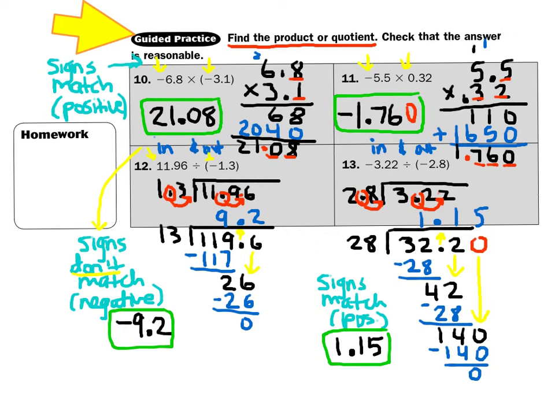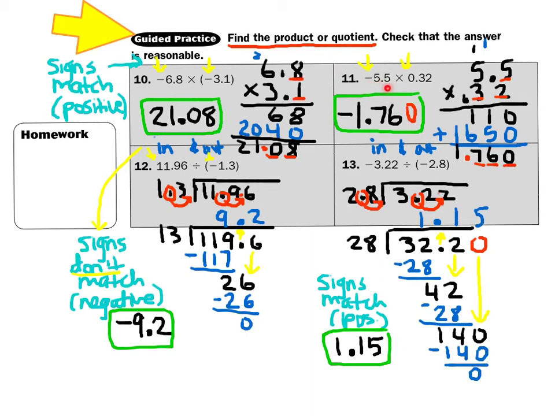Now grab your red and count how many numbers are after the decimal point. So I see 1, 2 numbers after the decimal, so I count over 1, 2, and I put my decimal point there. So now I know it's 21.08, but I have to decide if it's positive or negative. Well, a negative times a negative, the signs match, so my answer is positive. So I box the 21.08. Take a look at number 11.